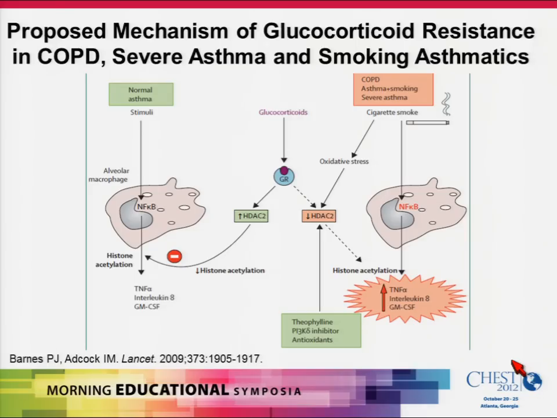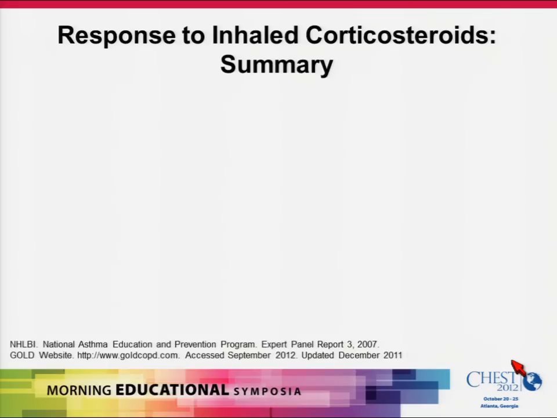That is usually dysfunctional in patients with COPD, but also in severe asthmatics possibly and in smokers with asthma. So in that population, those patients may have potential resistance to steroids and drugs that can improve the function of HDAC2 system, like low-dose theophylline, may actually improve the effect of inhaled steroids. At least that's one of the mechanisms.